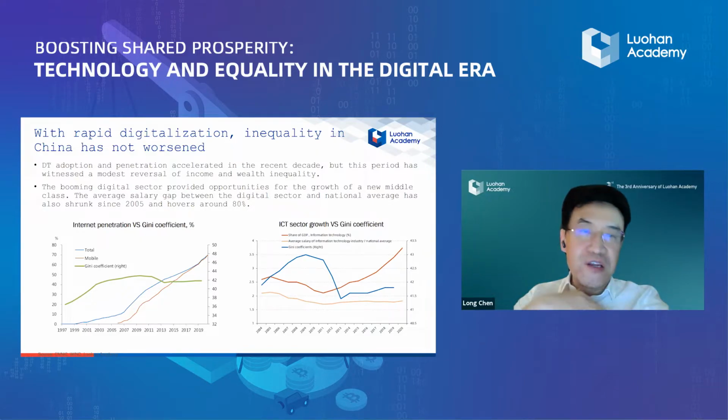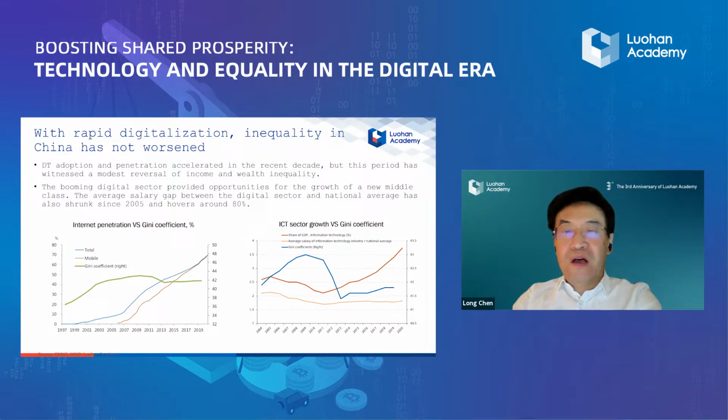And if you look at China, as many of you know, China has experienced rapid growth of digitization. But as you can see, China's Gini coefficient is stable after the financial crisis, and even dropped a little bit. In the meantime, the mobile penetration is really going up. And the right graph shows a very similar pattern: the ICT sector growth has very little relation with the Gini coefficient.